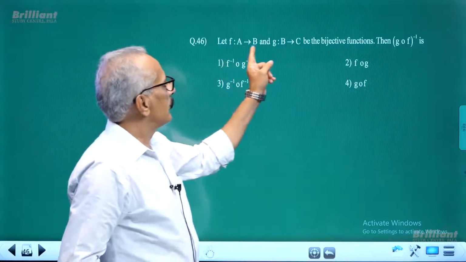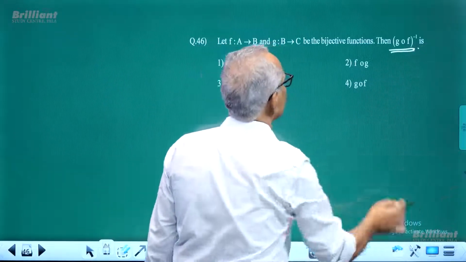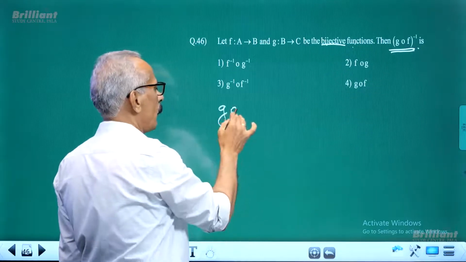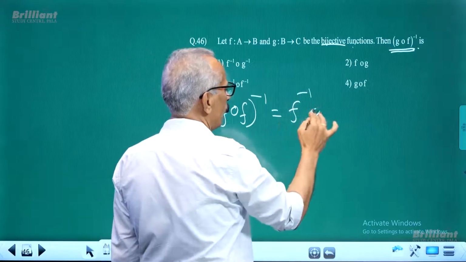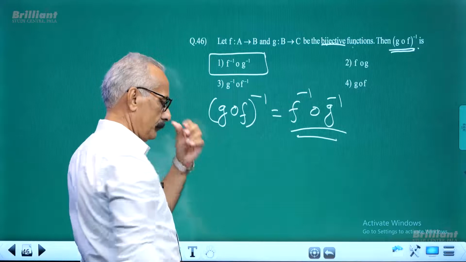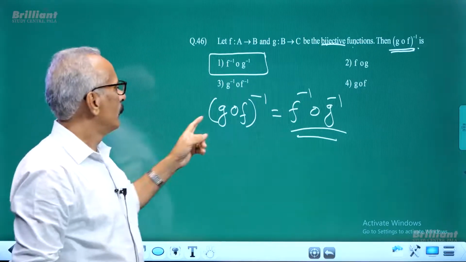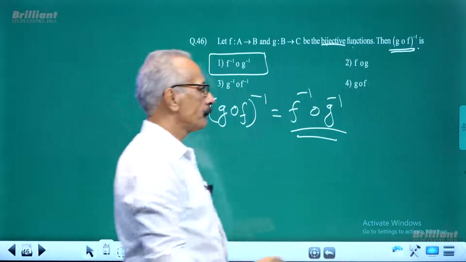F is a function from A to B, and then the composition, then G O F inverse. They are all bijective functions, no problem. So there is a reversal here also. G O F whole inverse is F inverse O G inverse. Answer: reverse order. G O F inverse means F inverse O G inverse.